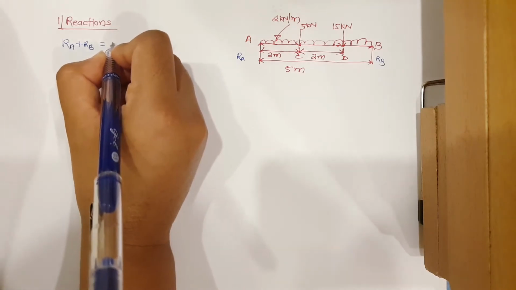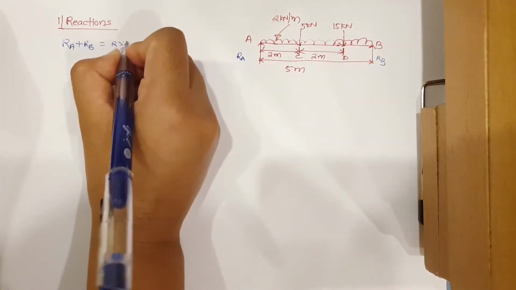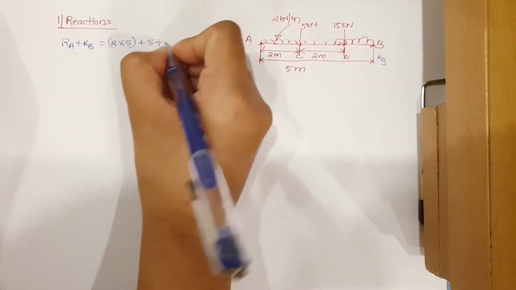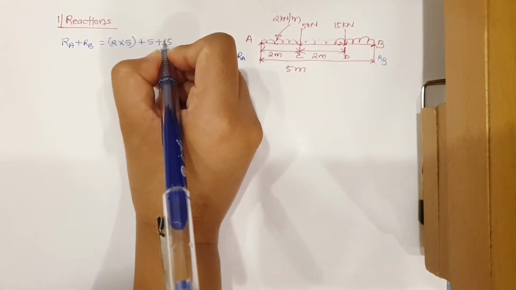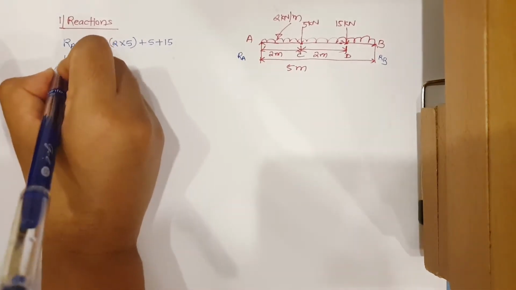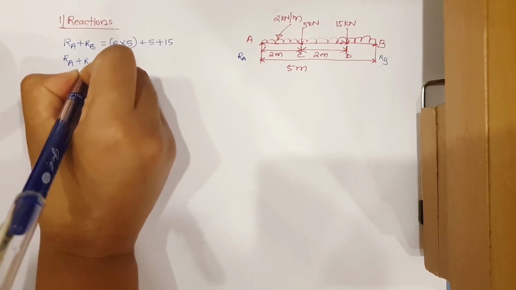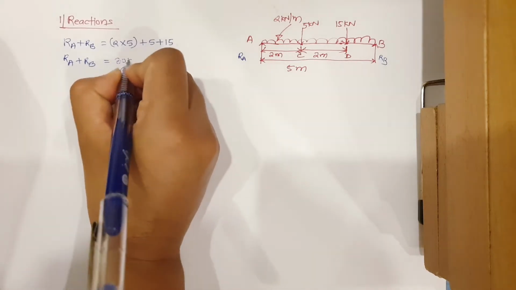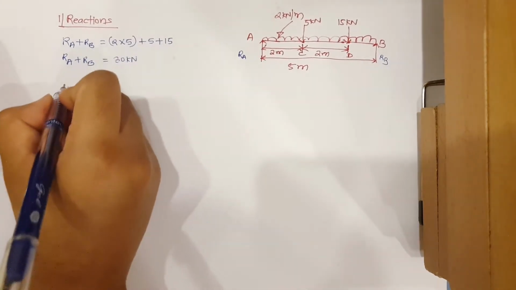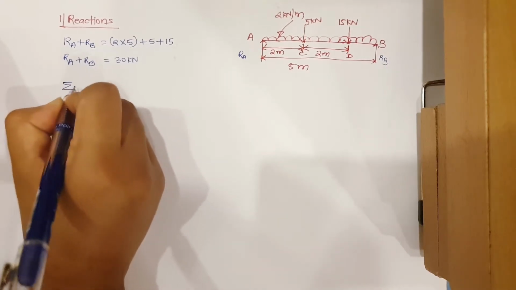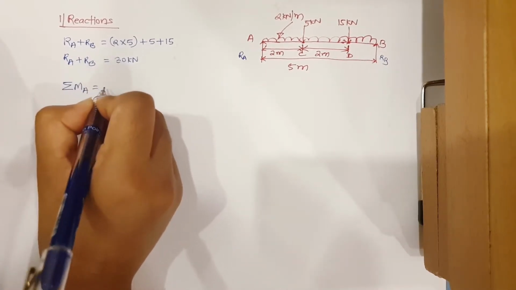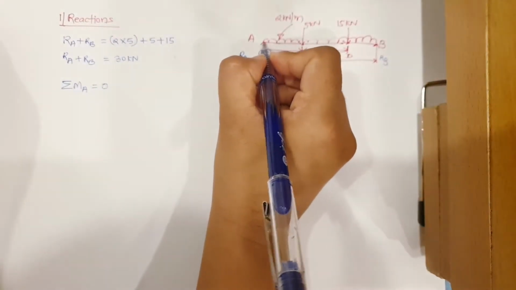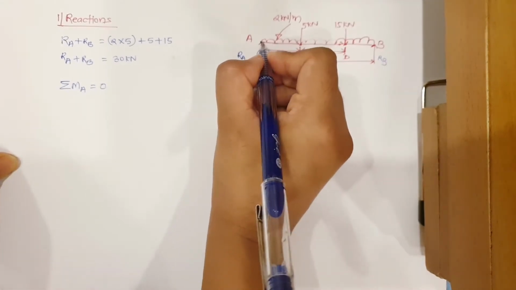So what is the total load? We have UDL into the entire span, which is 2 into 5, plus point load 5 kN, plus another point load 15 kN. So if you add up all of this, you'll get RA plus RB equals 30 kN. Now doing summation of moment about A equals 0. I'm starting from this point here, so my reference point is here.